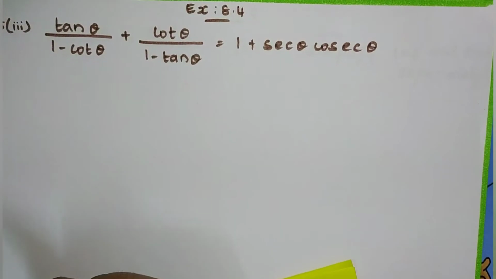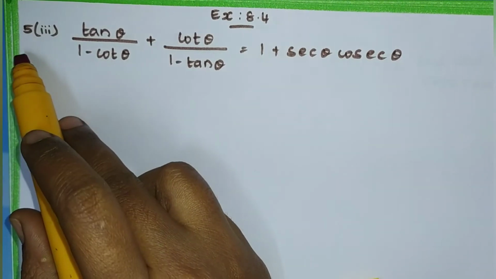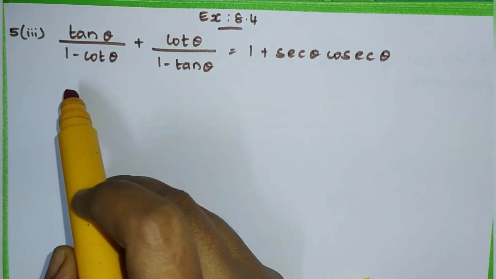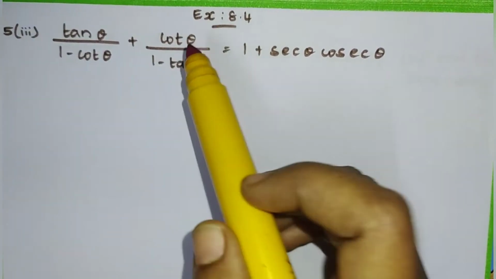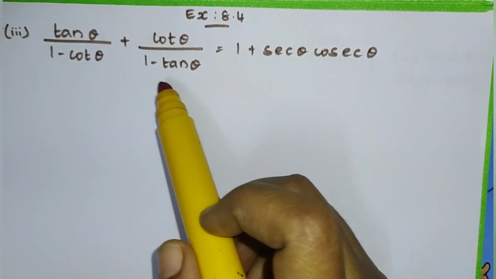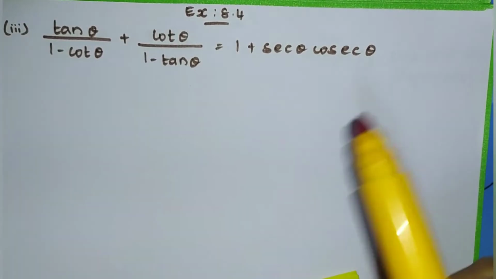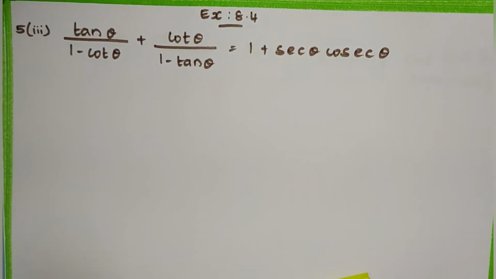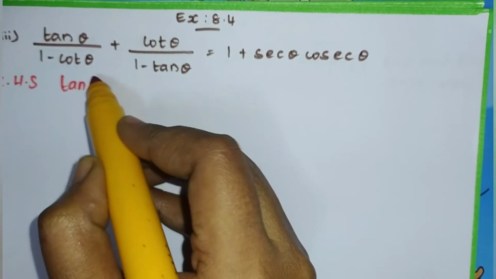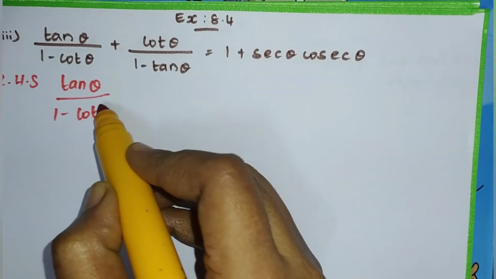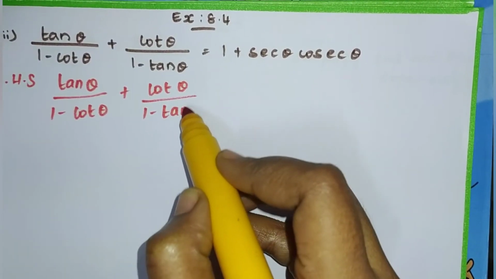Namaste students, in this video we are going to see exercise 8.4, fifth sum in that third subdivision problem. Tan theta divided by 1 minus cot theta plus cot theta divided by 1 minus tan theta is equal to 1 plus secant theta cosecant theta. So first I am going to take the LHS: tan theta divided by 1 minus cot theta plus cot theta divided by 1 minus tan theta.